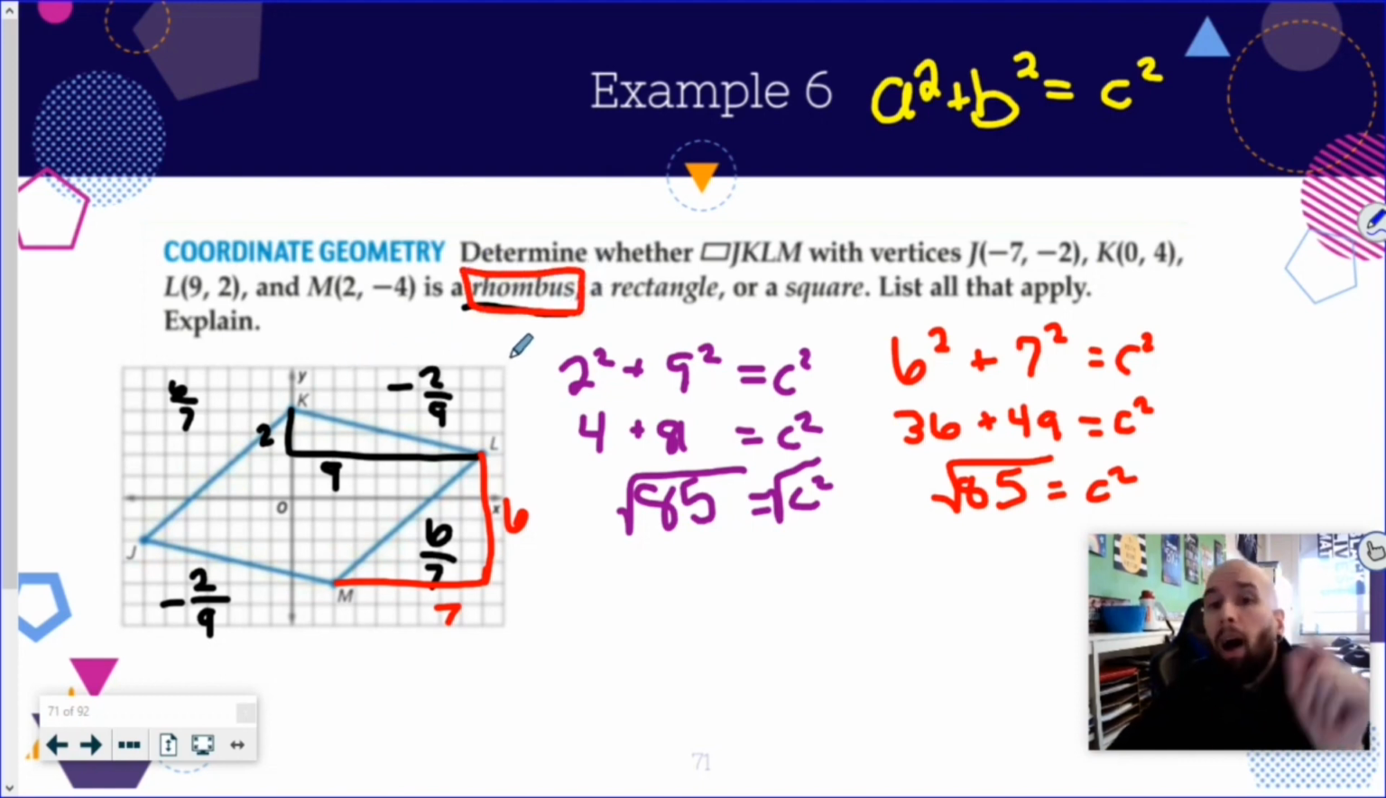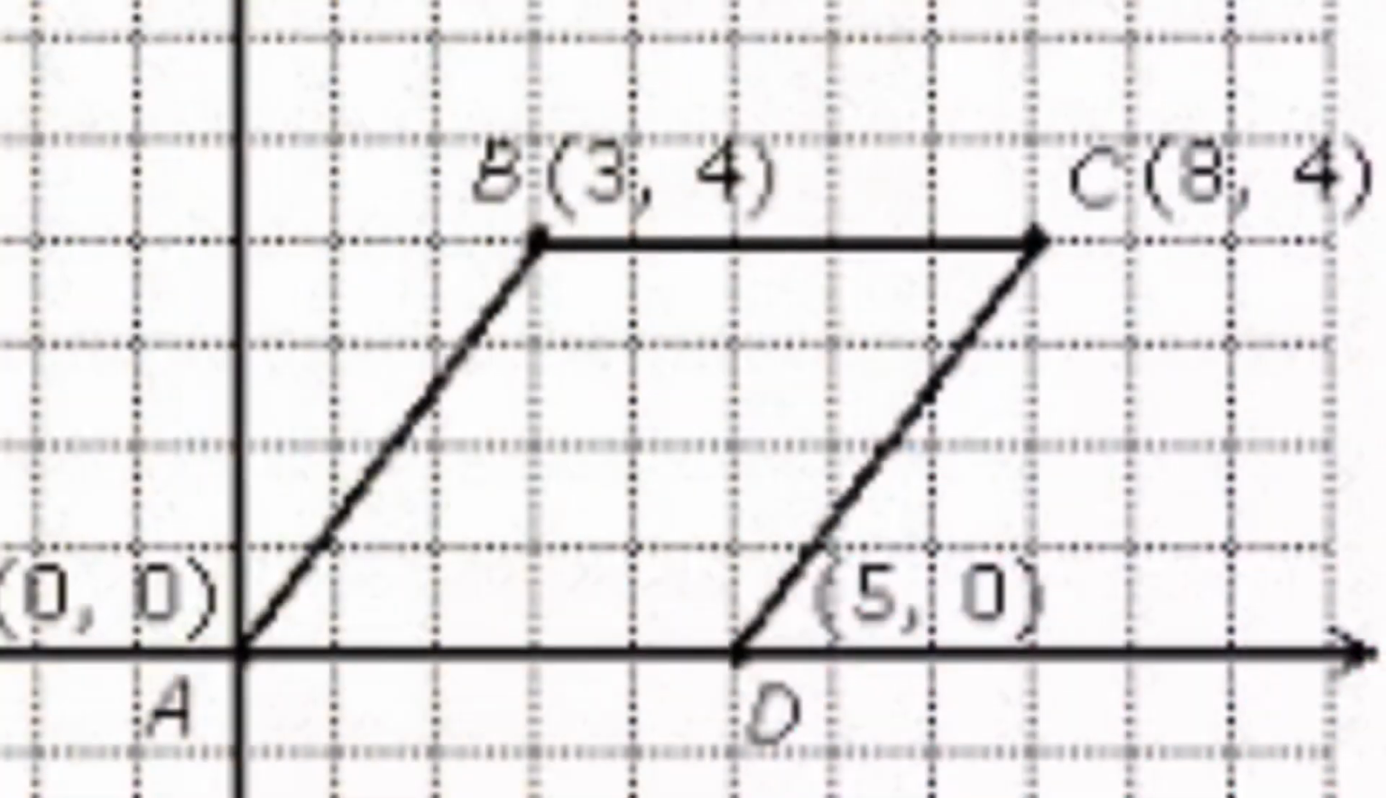Is it a rectangle? No! And here's why. If it's a rectangle, then this line has to be perpendicular to that line, which means the slopes have to be negative reciprocals of each other, and they're not. So it's not a rectangle, which means it's not a square. So we have ourselves a rhombus, but we don't have ourselves a rectangle and a square. That's it. Bye.